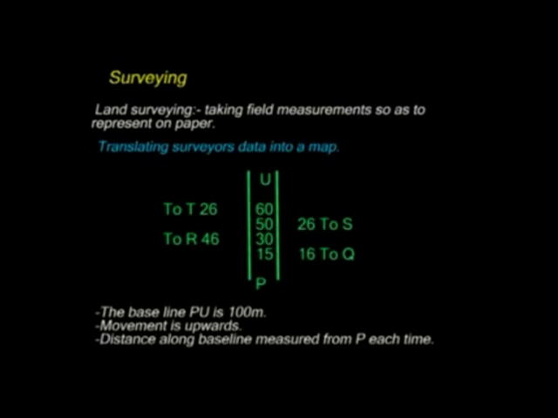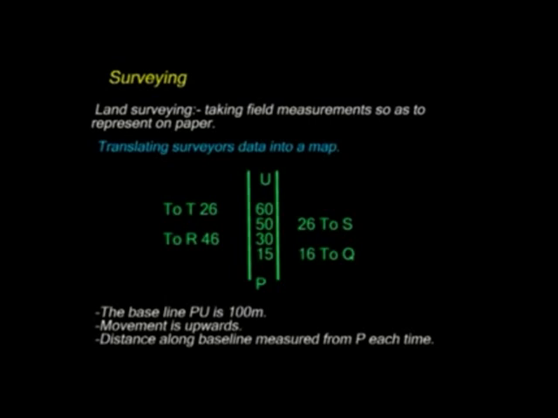You move from P 30 meters, and you will find a branch to R. R is 46 meters from this point on the left. From P again, you move 50 meters. S is 26 meters to the right from this point. Finally, from P, you move 60 meters. T is 26 meters on the left from this point.